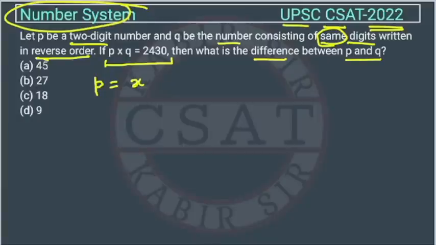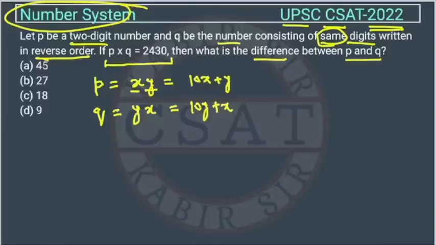Right? So do you know what xy is? This is like 10x plus y, in this form. And what is q? q is the same digits that are here in xy, but in reverse order. In reverse order means y will come here and x will come here. It means it is in the form of 10y plus x.